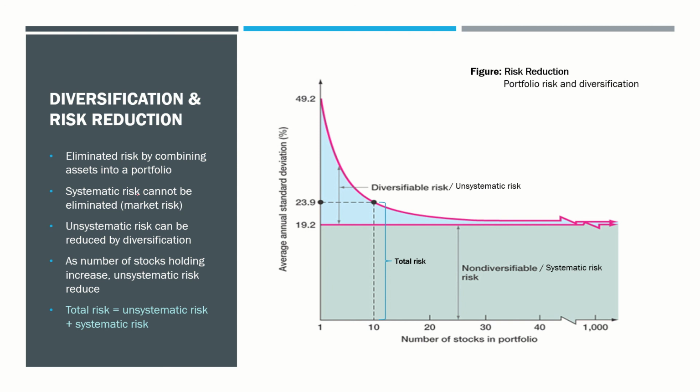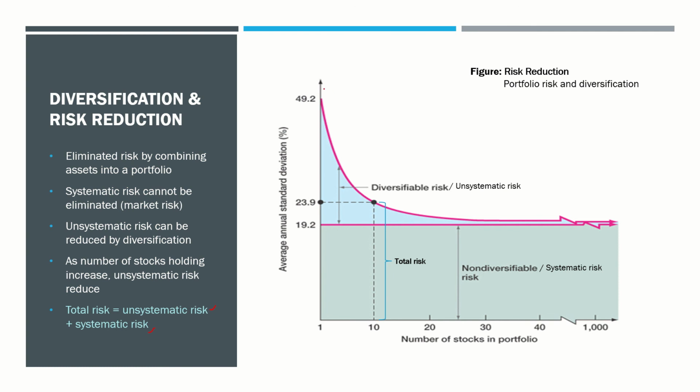Okay, systematic risk cannot be eliminated. Market risk ni, macam perang, COVID-19 semua tu, kita tak boleh reducekan dia. Tetapi unsystematic risk can be reduced by diversification. As number of stocks holding increase, unsystematic risk will reduce. Jadi total risk adalah unsystematic risk campur dengan systematic risk. Kita tahu systematic risk ni kita tak boleh nak reduce, tapi kita boleh kurangkan unsystematic risk ni through diversification.